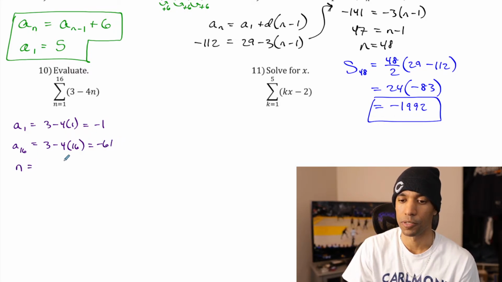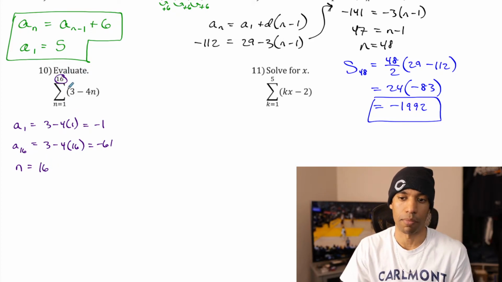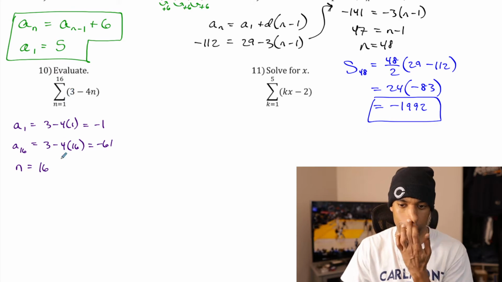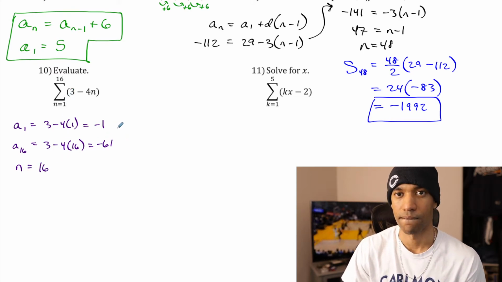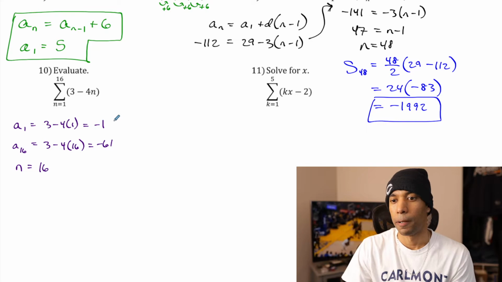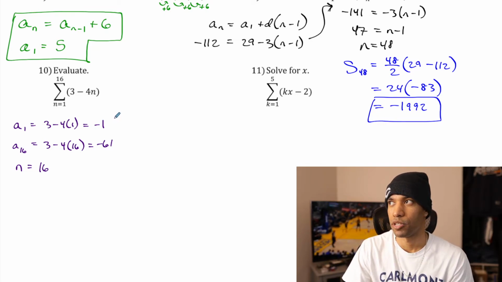And the number of terms is 16 from the first term to the 16th term. It's not always just this number. You have to make sure that this is a 1 if that's the case. So the number of terms is 16. Okay.